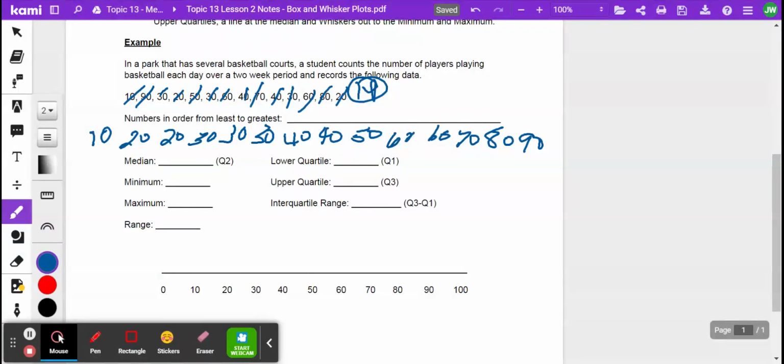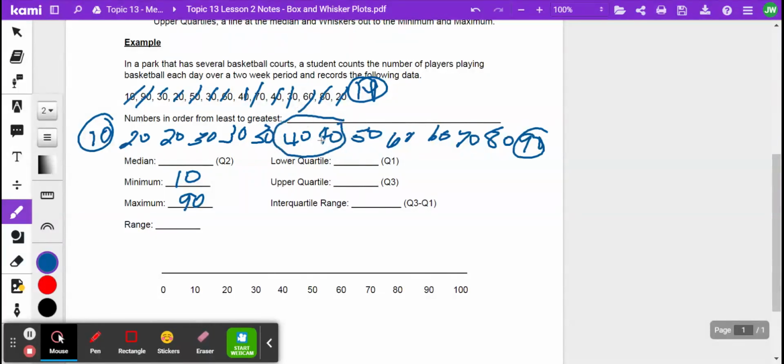So easiest thing to find is your smallest. I'm going to circle that. I'll put a minimum there of 10. Maximum is 90. And then my median, I go to the middle. The middle number of 14, there's going to be actually 2. And it's the 7th and 8th spot. So I'm going to circle this.